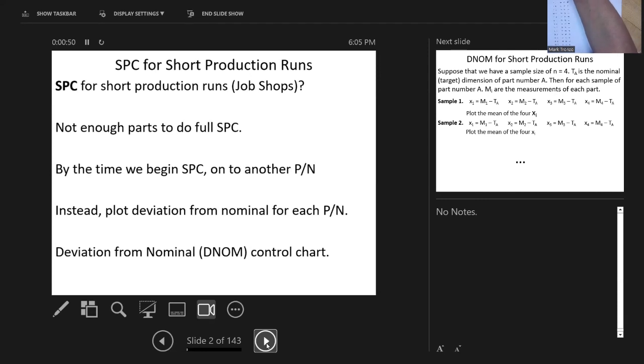is suppose you have a company, maybe like a job shop, where they're going to make just a short run of parts. So for example, maybe they're going to make 5 of one type of part, then 3 of another type and 10 of another type. And so the question is, how do you do a control chart for something like this?